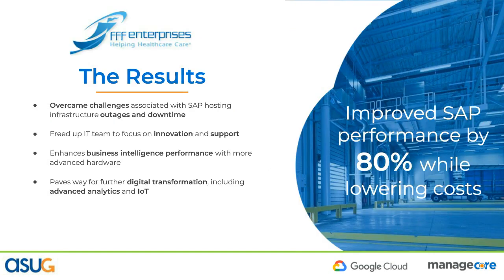So the results from migrating FFF to GCP: first and foremost, we overcame the challenges associated with the downtime, with the resource provisioning, and with the ebbs and flows of their business. We were able to overcome those challenges by deploying it in GCP. Now we can spin servers up and down. As an example, we can take their HANA environment during peak season and convert it from a 416 gig HANA environment to a 624 gig HANA environment, and then take that back down to 416 gig once we have passed their busy season. There's a lot of great functionality that we're able to use now to help FFF run their business efficiently.